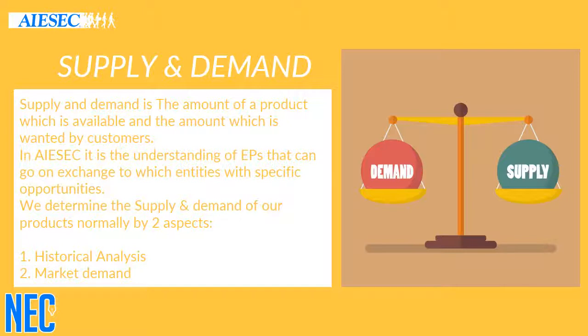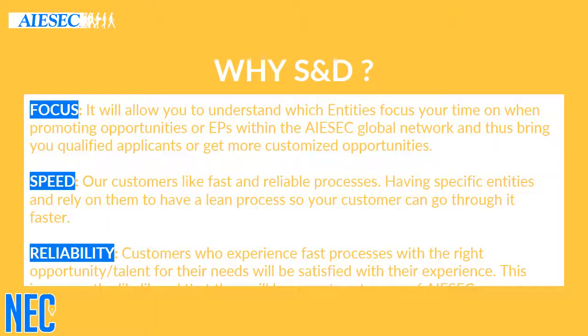First of all, supply and demand is the amount of the products which is available and the amount which is wanted or demanded by customers. In ISEC, it is the understanding of EPs that can go on exchange to which entities with specific opportunities. We determine the supply and demand of our products normally by two aspects. First, historical analysis and market demand. By historical analysis, we mean the analysis of the data from previous terms. And by market demand, we mean the market understanding in which we understand the demand of people when it comes to opportunity.